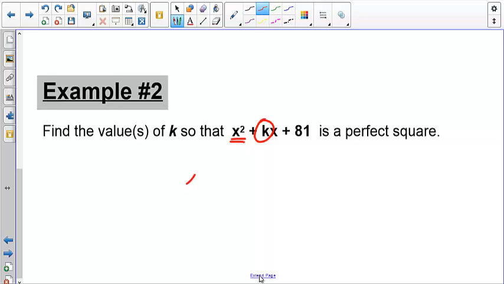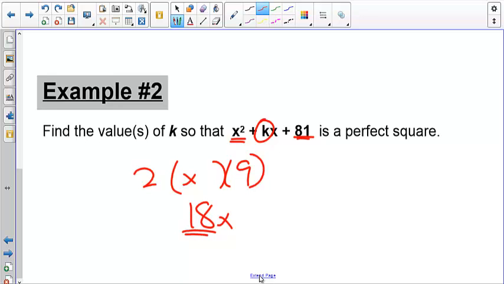What's the square root of that? It's x. What's the square root of that? It's 9. So what is 2 times x times 9? That would be your middle term. 2 times x is 2x, times 9 is 18x. So k must be 18.